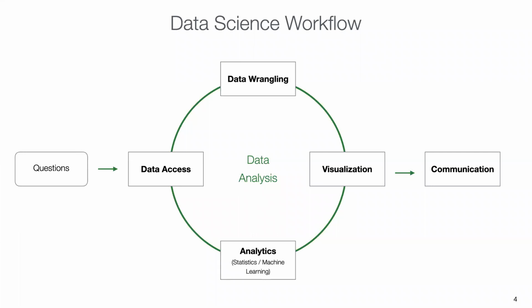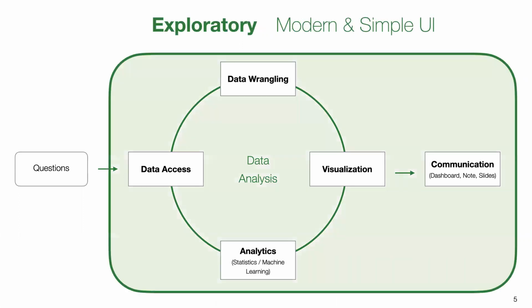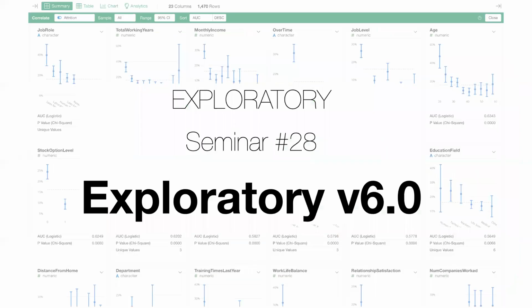But most of the time, you make decisions with other stakeholders, such as your partners, coworkers, and customers, so you need to communicate the insights you found in a clear way. That's the communication piece. We think these 5 components, data access, data wrangling, visualization, analytics, and communication, are the important pieces of data science. And we, as Exploratory, want to make this process as easy and quick as possible by providing a modern and simple UI. That's really Exploratory. Okay, enough about myself and enough about Exploratory.